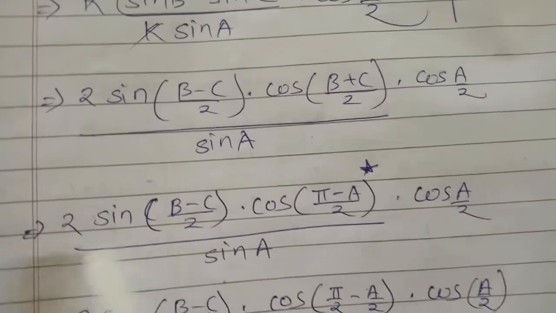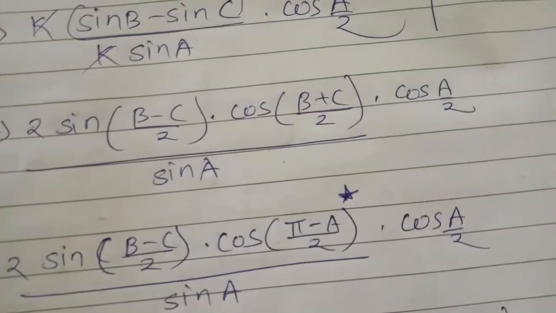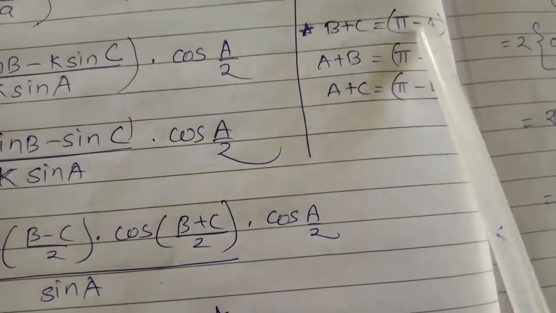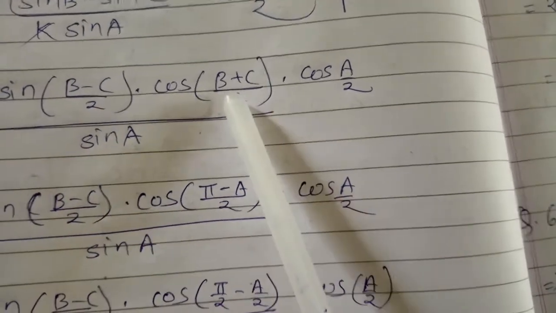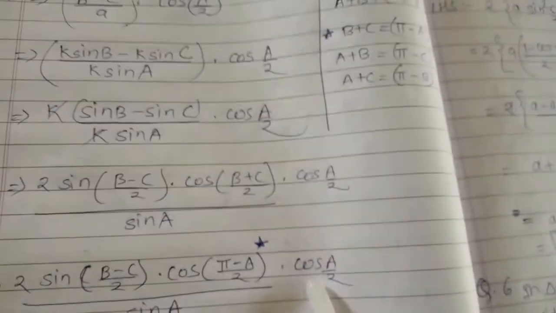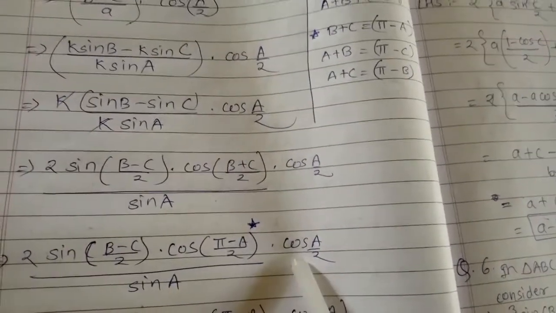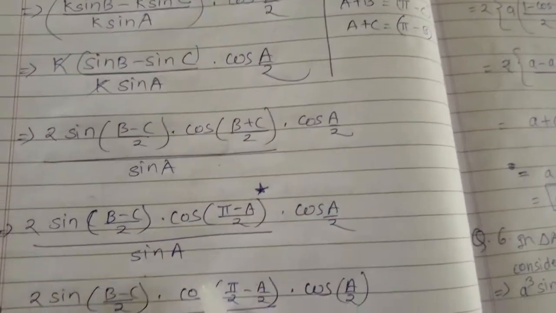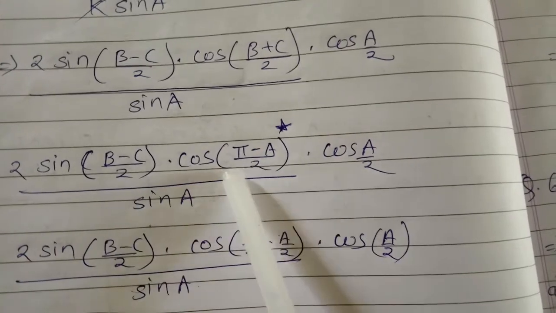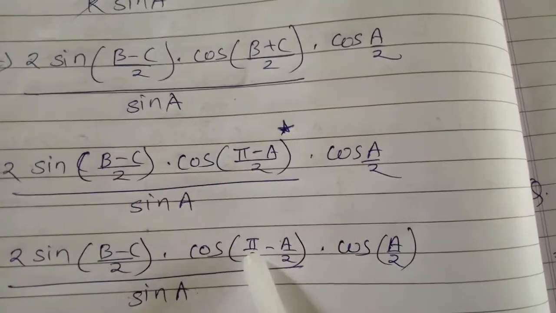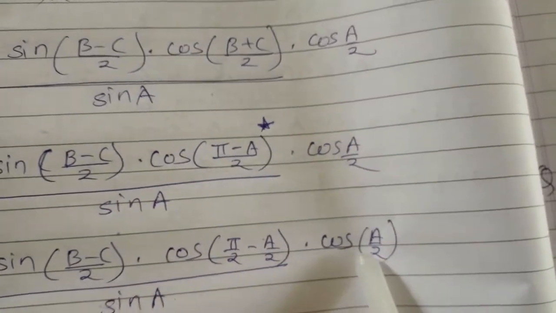Then 2 sin (B minus C) upon 2 as it is. We are going to put down the value of B plus C. So what is the value of B plus C? It is pi minus A. So here we write pi minus A upon 2, into cos A by 2 as it is. Now see, 2 sin (B minus C) upon 2 into, just we are splitting this 2 for both, pi by 2 minus A by 2, cos A by 2 upon sin A.